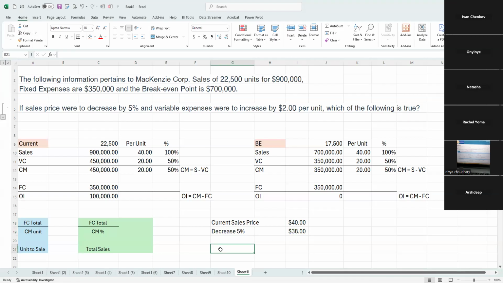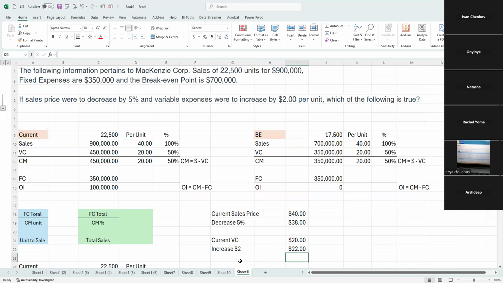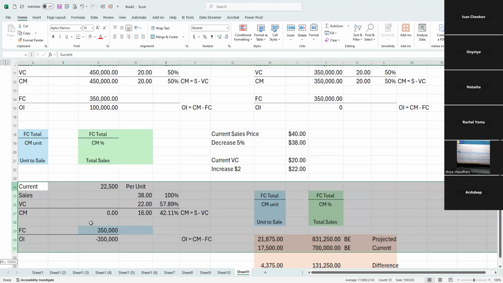Then the variable cost, what's going to happen with the variable cost? Variable cost increases. The current variable cost is $20. What will be the new variable cost? It increases by $2. The new one will be $22. Okay. So where are we at this point? Now I have the current situation and I start working, right?